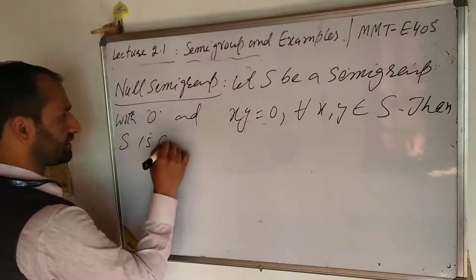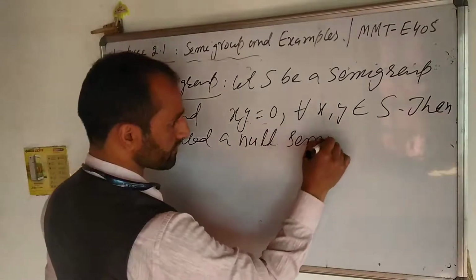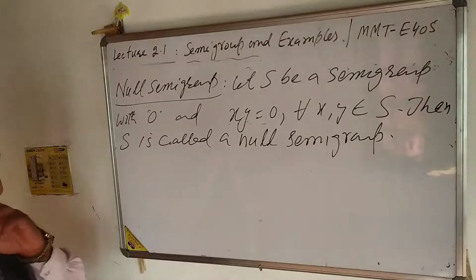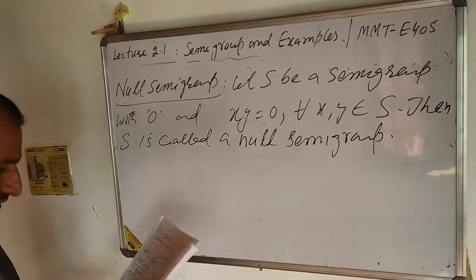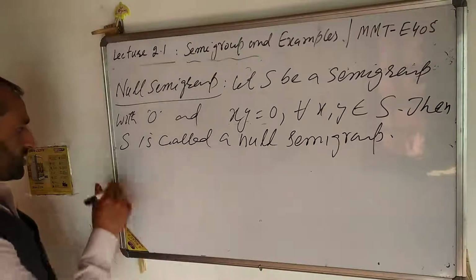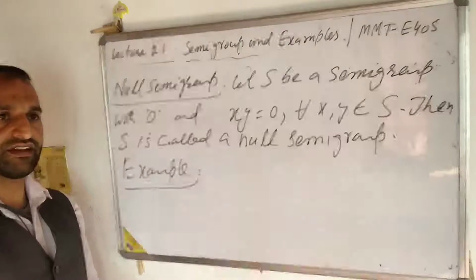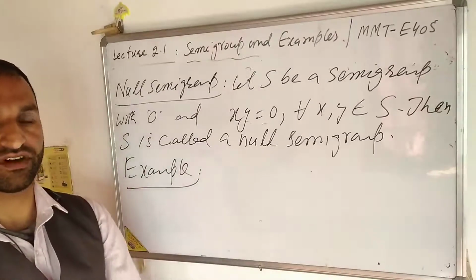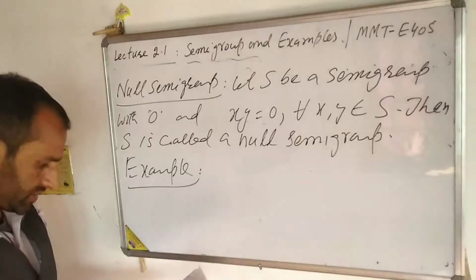Then S is called a null semigroup. That is called a null semigroup. Okay, it's a null semigroup if the product of any two elements is equal to 0. So next we give the example of semigroup, which is very important. As in case of groups, the group of permutations is very important. Here the group of all functions, not only the permutations, is very important. So let's define that semigroup.